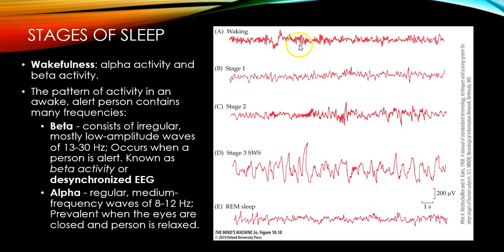Those are more irregular, lower amplitude, which means less tall, shorter waves. They occur when a person is alert, and that's called beta waves or beta activity or desynchronized EEG. This is just a very awake person. And then alpha waves, those are regular, medium frequency waves, and those are prevalent when the eyes are closed, the person is relaxed, but they're still awake.